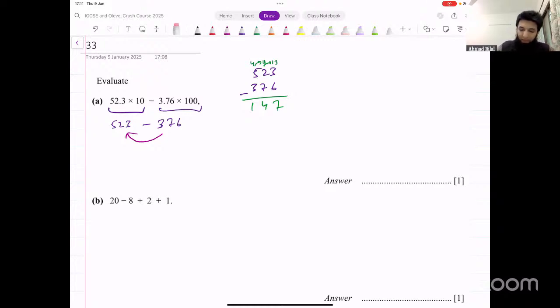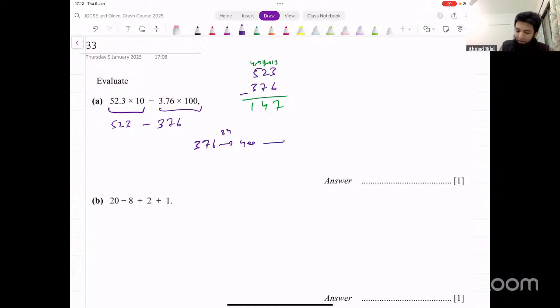Okay. So what you have to do is you have to go from 376 to 523. So think of it this way. What number do you have to add to 376 to get to 523? Okay. So from 376, what you can do is you can go to 400. In your head, what do you have to do to go from 376 to 400? You have to add 24. Okay, so you've got 24 there.